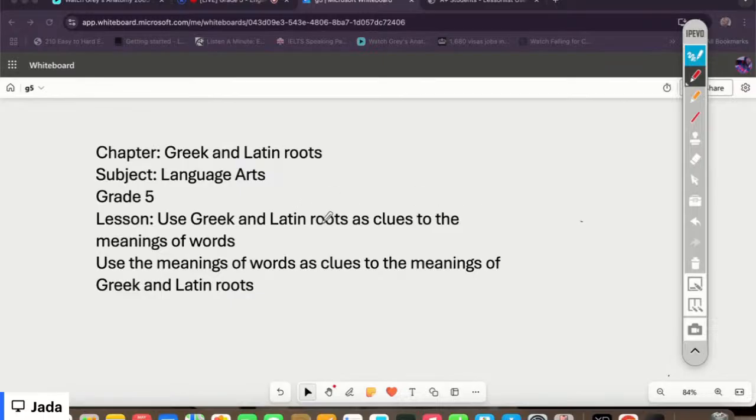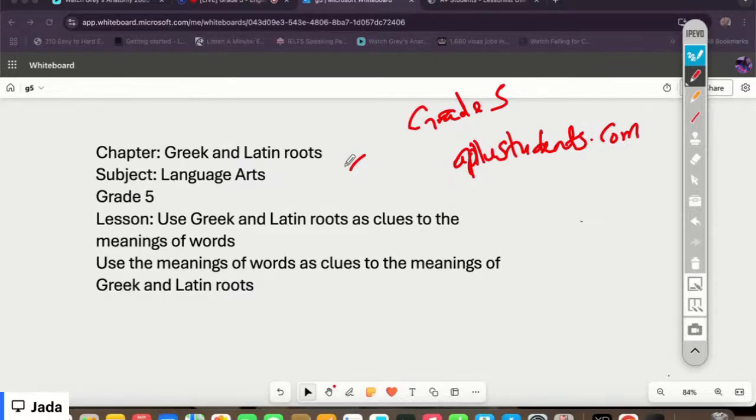Today we will have Greek and Latin roots. So first you log in using aboston.com. Click on your name, move on to language at the grade 5, chapters, Greek and Latin roots. The lesson will be use Greek and Latin roots as clues to the meaning of words. Use the meaning of words as clues to the meanings of Greek and Latin roots.